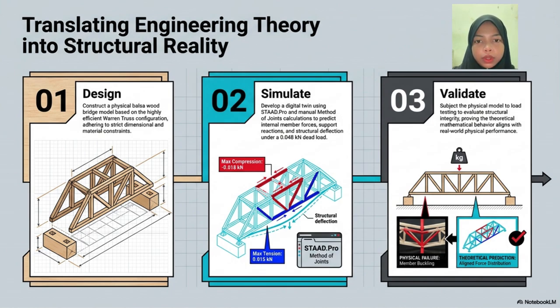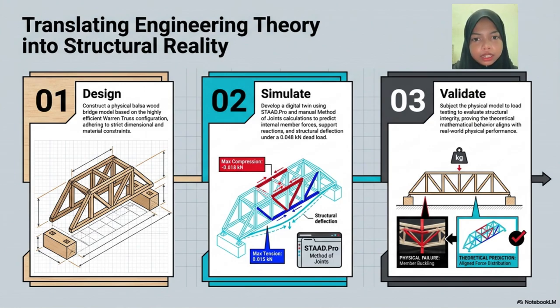I will present translating engineering theory into structural reality. On this slide, I will explain the overall workflow for our project, which consists of 3 main stages: design, simulate and validate. The first one is the design stage. We constructed a physical bridge model using balsa wood based on the Warren Truss configuration. During this stage, we ensure that the bridge follows all the required dimensions and metric constraints while maintaining an efficient structural design.